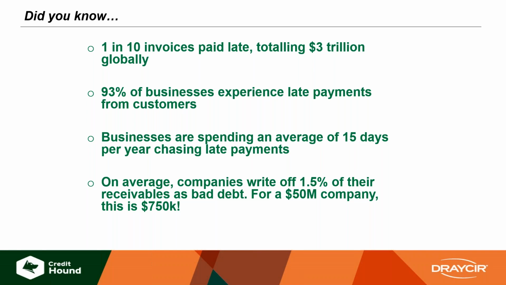And on average, companies end up writing off around 1.5% of their receivables as bad debt. And that's a massive figure. And simply by using Credit Hound, you can bring that figure right down as far as to 0%.